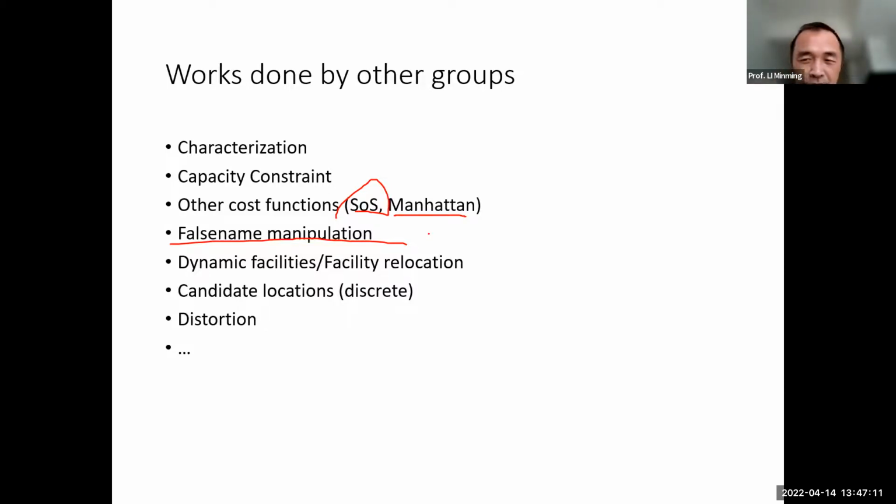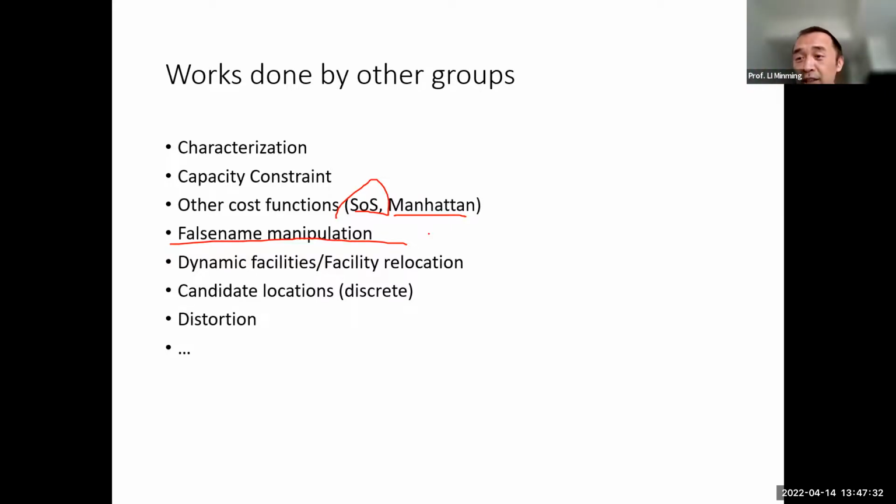I do not care where your report is. I just choose a fixed location to put the facility. And then there are also dynamic facilities, where you have different stages. In each stage there's one facility, and in the next stage you can move the facility to another place, and so on. You try to minimize the distance over all the stages.